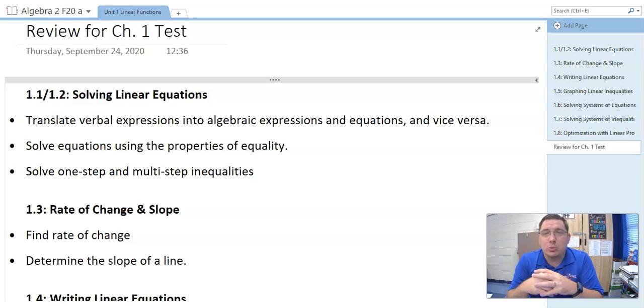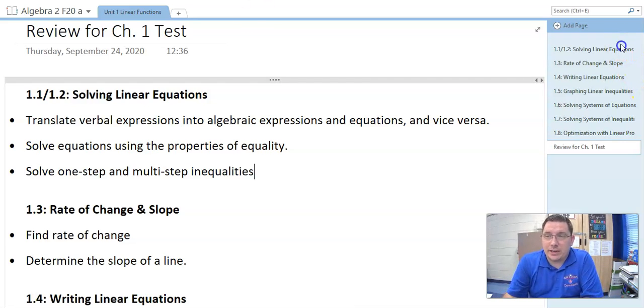So let's start with sections 1 and 2. In sections 1 and 2, that was on solving linear equations and linear inequalities. Remember that we can translate verbal expressions into algebraic expressions and equations and vice versa. We can solve equations using the properties of equality and solve one- and multi-step inequalities.